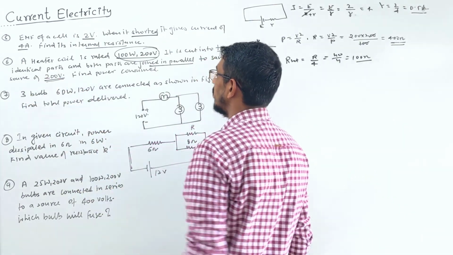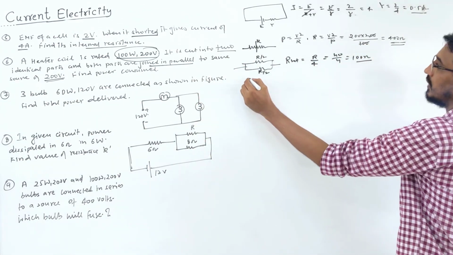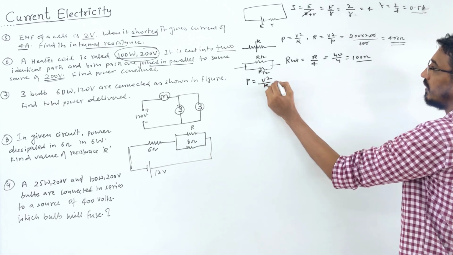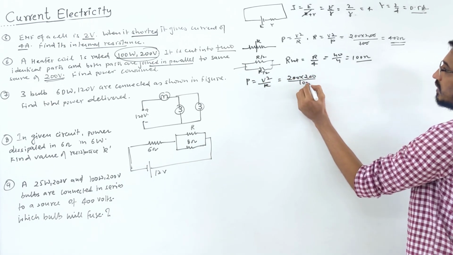This is connected to the voltage supply. They are asking what is the power consumed. So same formula again. Power is equal to V square by R. Voltage 200 into 200, and resistance 100.